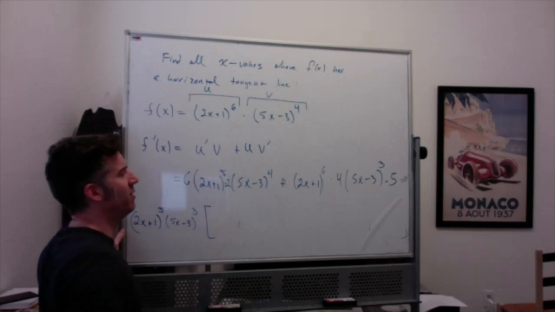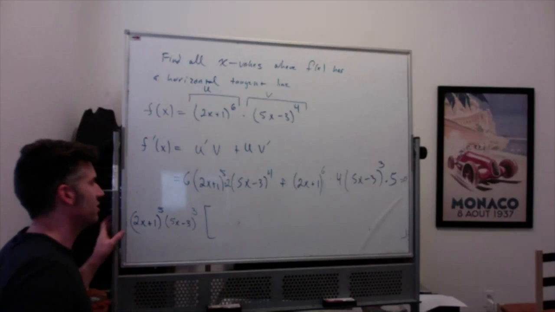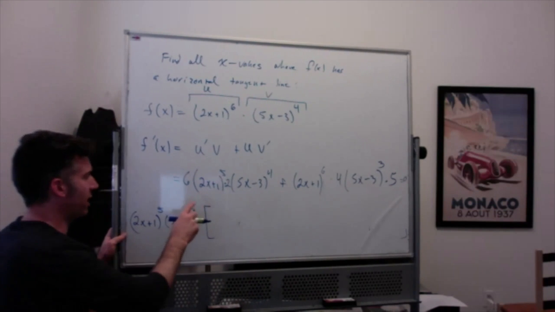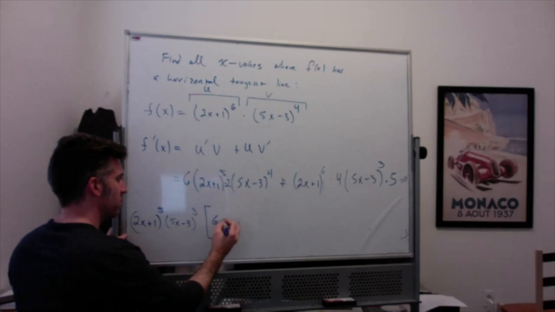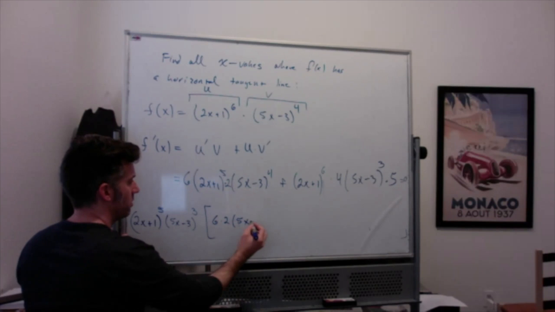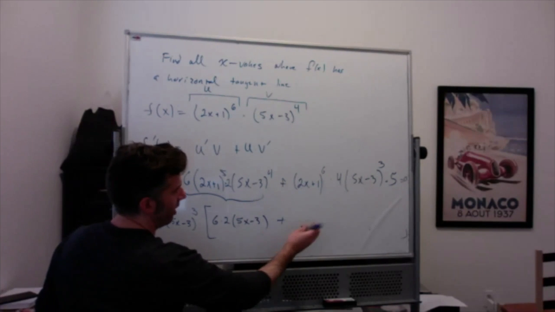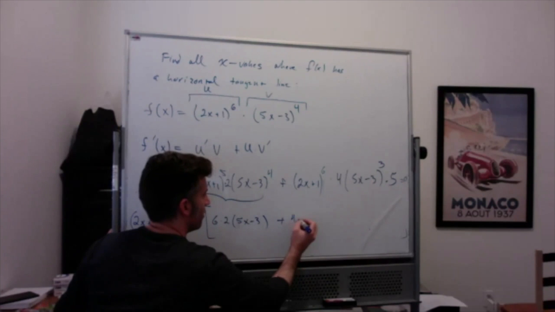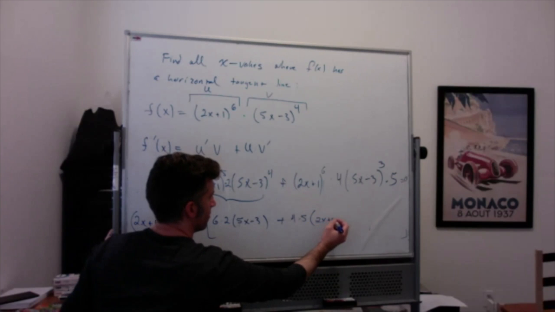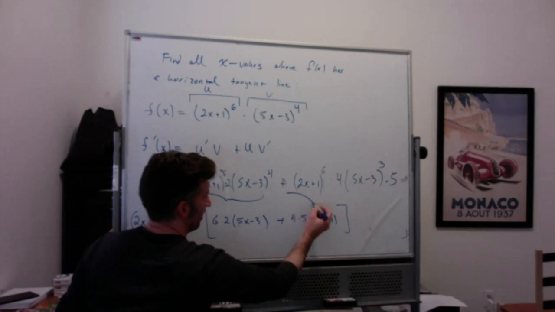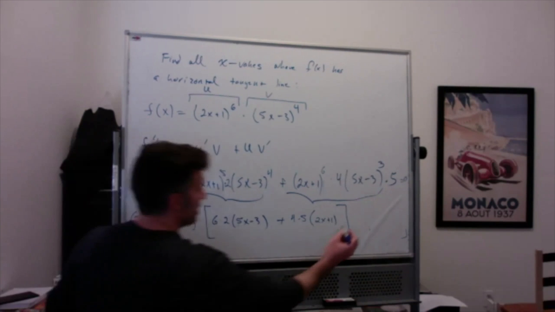So then I can probably factor out some multiple of 4 or something. I'm not going to worry about that right now. So let's see. If I factor that out, I've got a 6 times a 2 times a (5x minus 3), and that's what's left from here. And over here, I've got a 4 times a 5 times a (2x plus 1). That's what I get from right there. And I want that to be equal to 0.